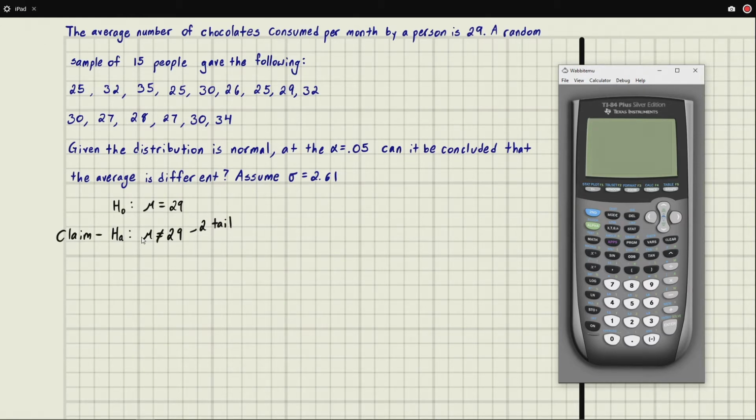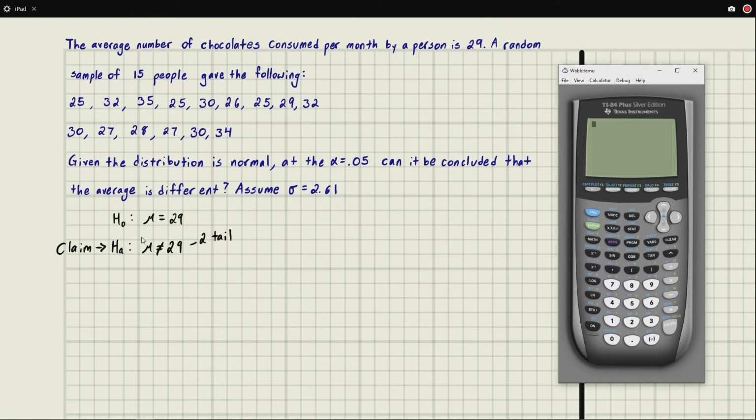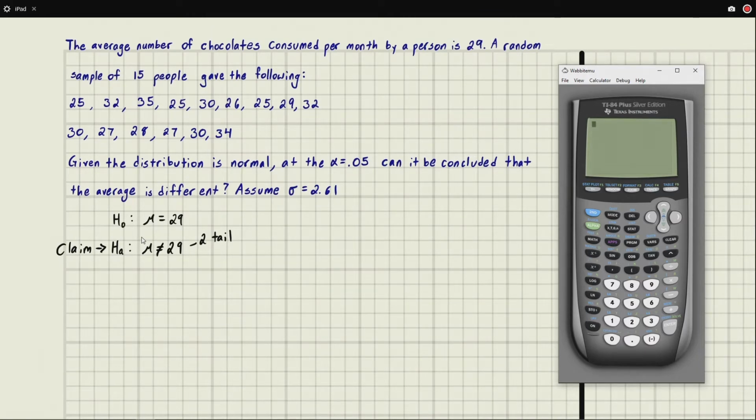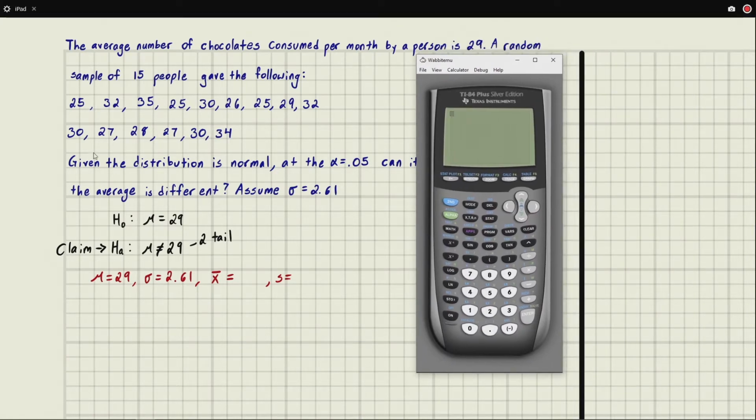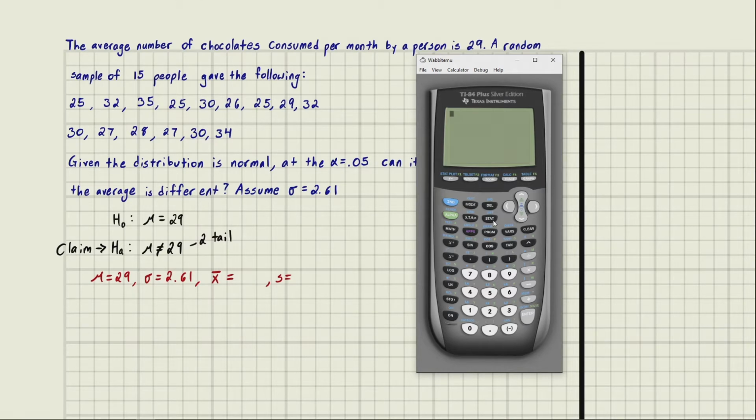All right, next order of business, we need to get the numbers out of this thing. Now we've already been given a couple of them. For example, we know that the population mean is given to be 29, and we know the population standard deviation is given to be 2.61. But what we don't know is the sample stuff. So we still need an X bar. What is that? And we also need a sample standard deviation. You could compute this by hand, but that's just super not worth the effort. Just go ahead and use a calculator to do it.